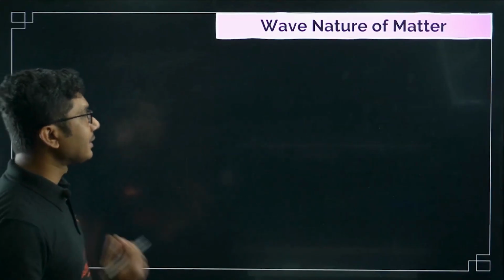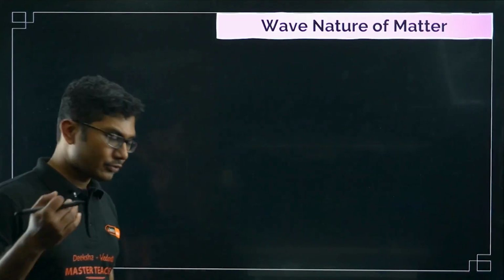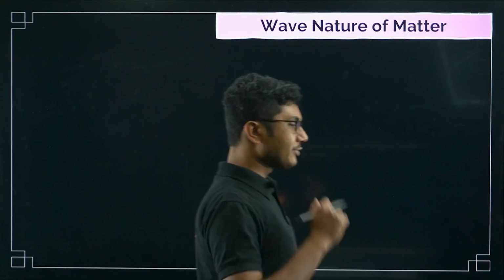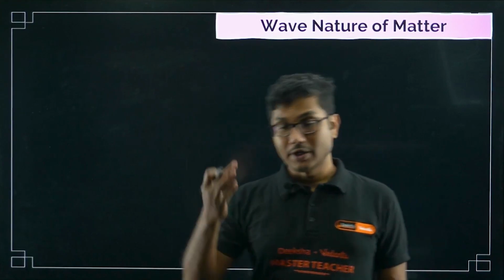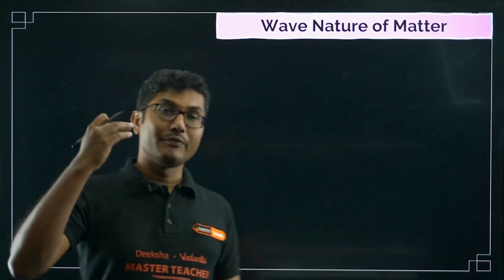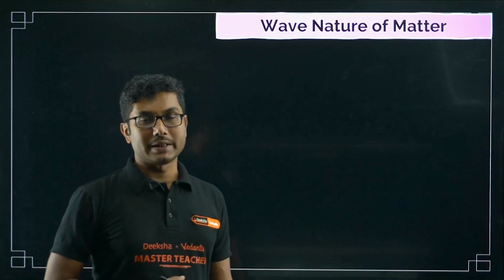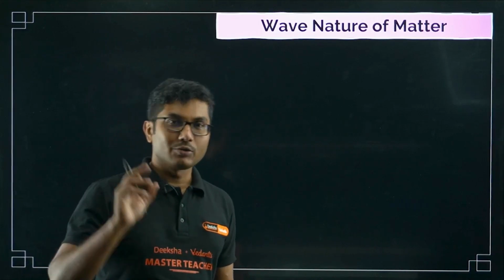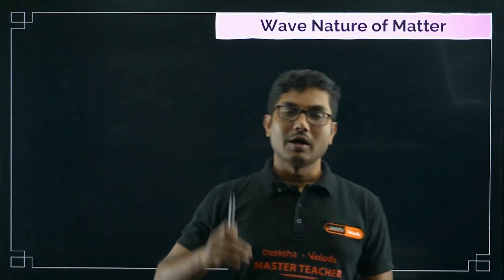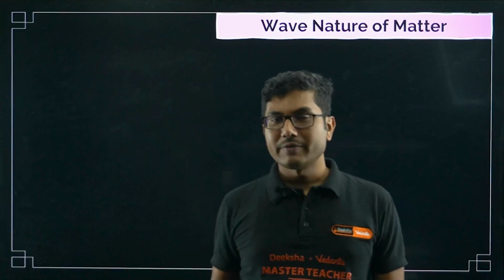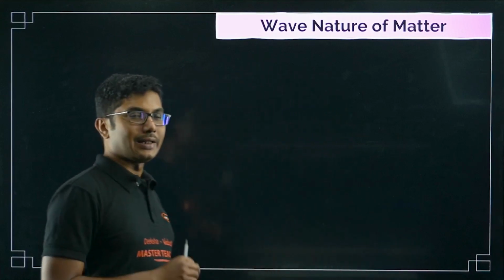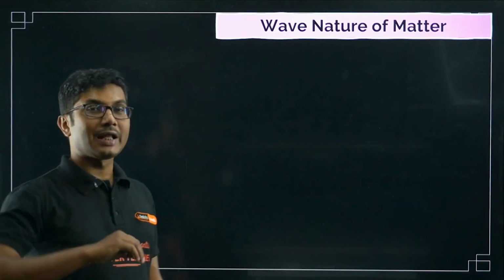Now, the wave nature of matter, this is very, very interesting. So far what have we studied? We have studied the particle nature of waves. That is, light, which is a wave, behaves like a particle. Particle means just like your ball, a cricket ball or a badminton cork, whatever you are using. So light was behaving like that.